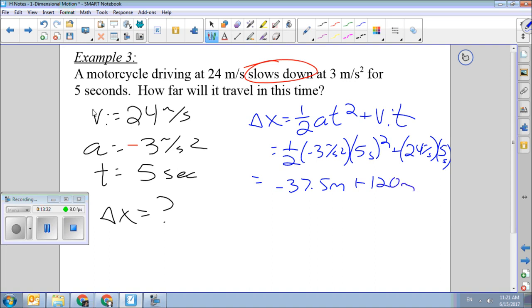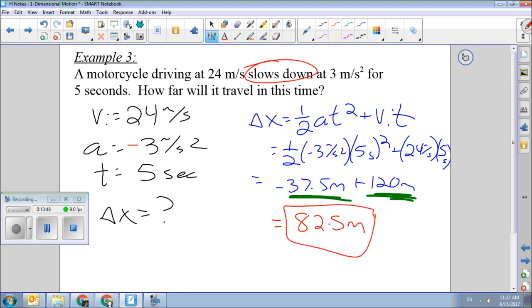So the idea is, this part of the equation represents how far the motorcycle would have gone if it hadn't slowed down, right? If it just kept going at 24 meters a second. And then this adjusts for the fact that it's slowing down, okay? And so the answer we end up getting is, what's that going to give us, 82.5 meters? Okay. All right.